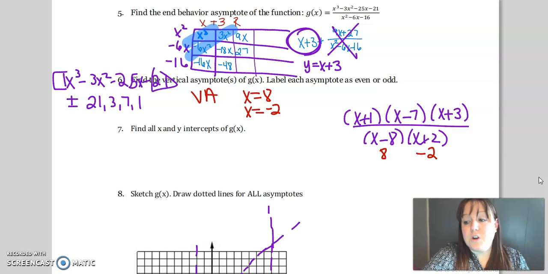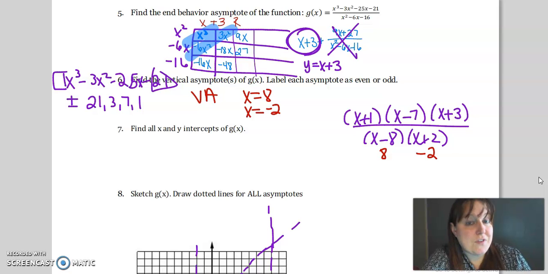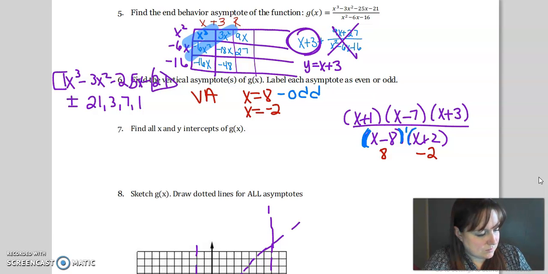Okay, so we have asymptotes at 8 and -2, and then we check to see if they are even or odd. Remember, even or odd comes from the multiplicity of the factor that created the asymptote in the first place. So I come back to this factor. This factor created an asymptote at 8. What is the multiplicity of that factor? The multiplicity of that factor is 1. Therefore, this is an odd asymptote. And now I look at this factor and I say this created an asymptote at -2. And what's the multiplicity of this factor? Well, it's also 1. So that makes this an odd asymptote.